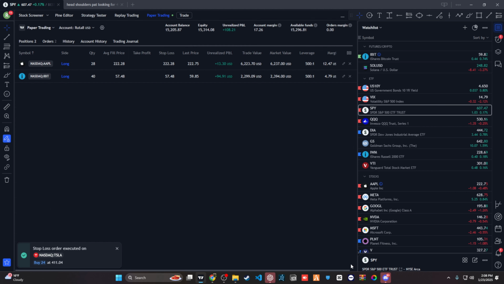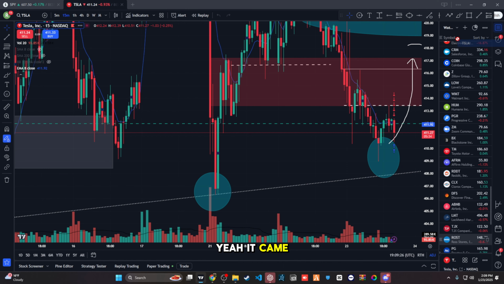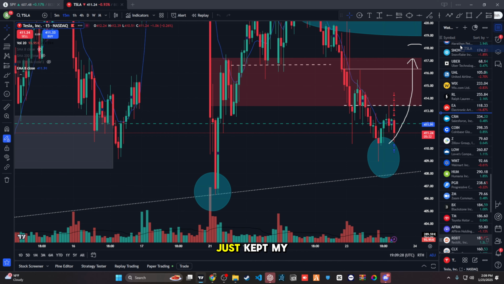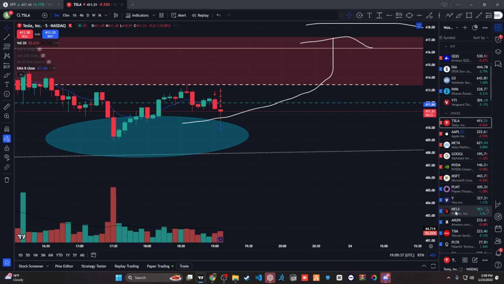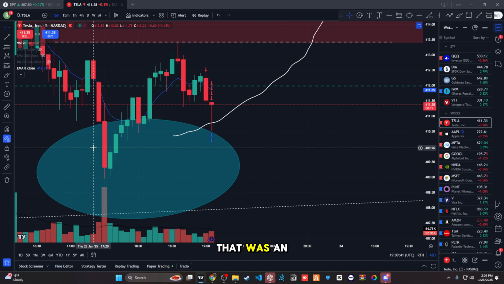Yep, I think my stop got hit. Yeah, it came down to that level. I should have just kept my TP. So Tesla did come down into that level. That was absolutely immaculate. That was an immaculate play, and that's how you day trade right there. That is how you play.